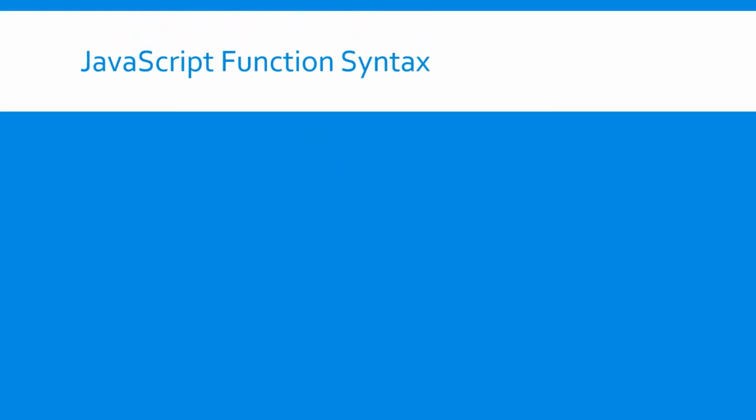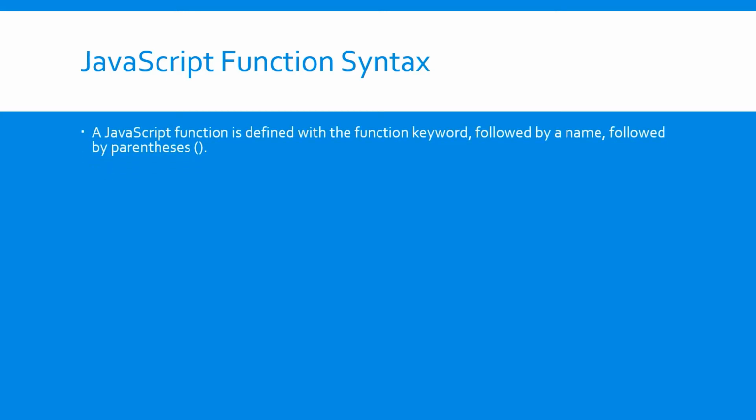So, JavaScript function syntax. First of all, the parameters are listed inside the parentheses in any function definition. Function arguments are the values received by the function when it is called. Inside the function, the arguments behave as local variables.